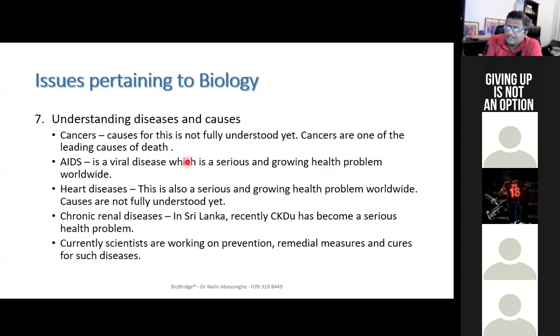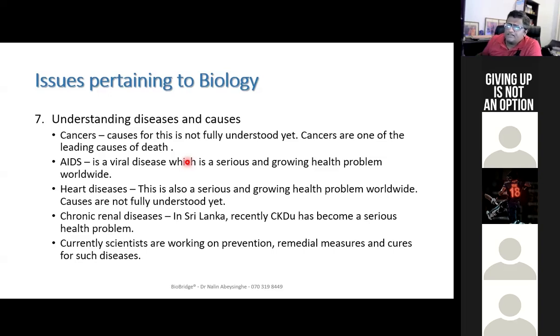AIDS is a viral disease. Now, AIDS we understood fully. We know how it happens, right? We know the natural course of the disease. We know what will happen. So we are managing people with AIDS with that knowledge, right?